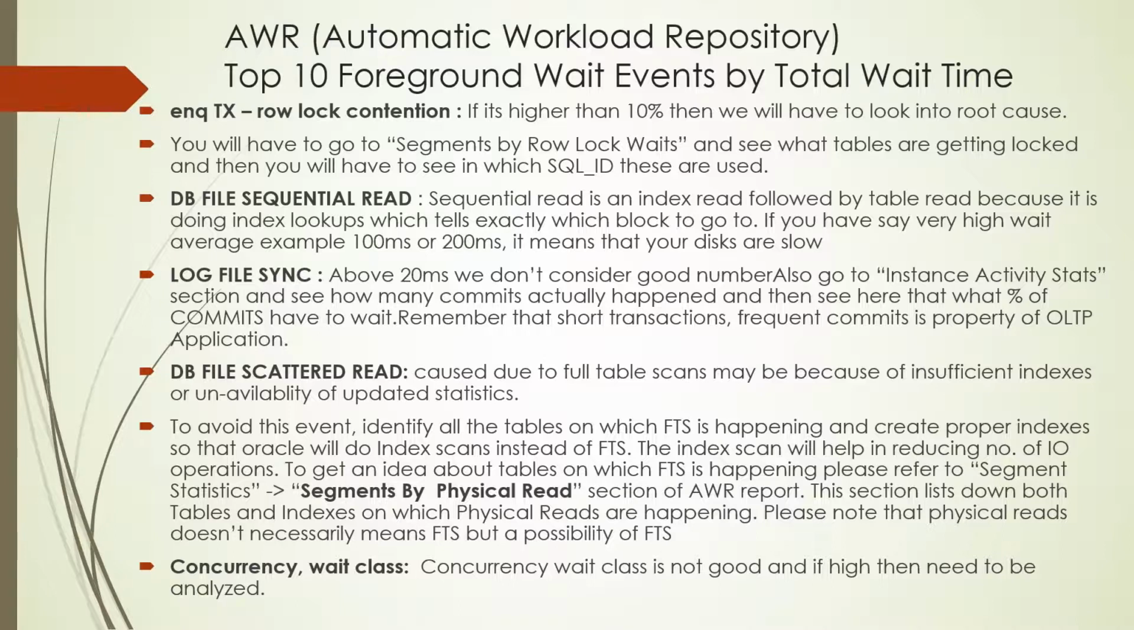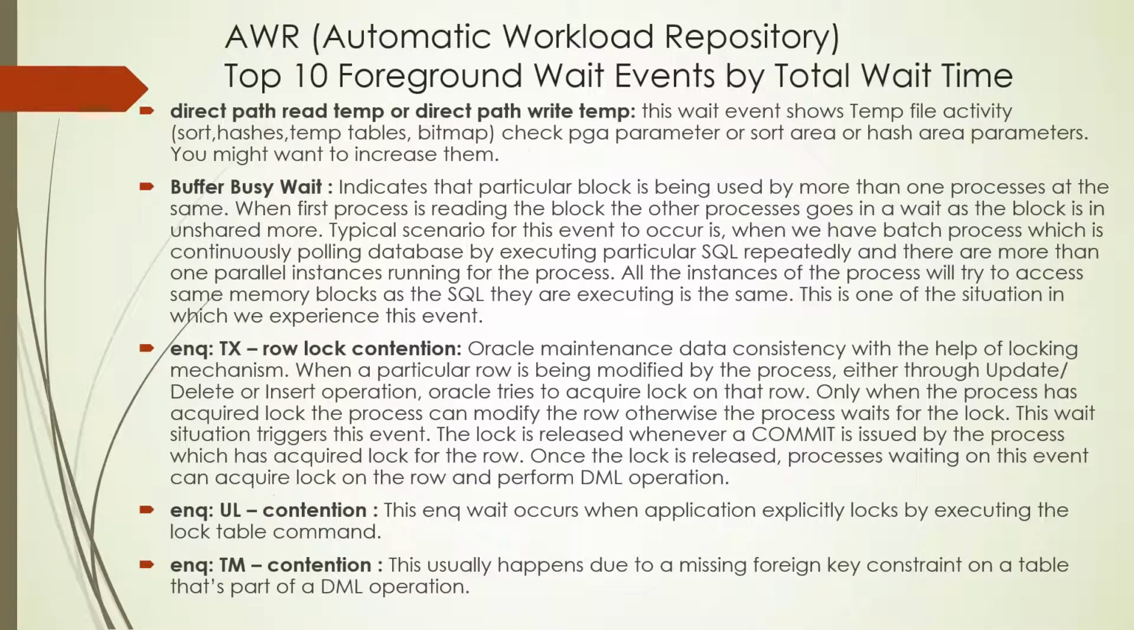So where you should go and check is the segment statistics. Under segment statistics, segments by physical reads, it will give you the SQL queries which are actually trying to access the physical database. Then there is the next class, your concurrency wait class. Concurrency wait class is also not a good class, and if it is high, it needs to be analyzed. Concurrency wait class means there are multiple sessions concurrently waiting for performing something.